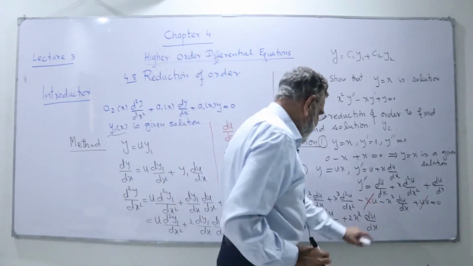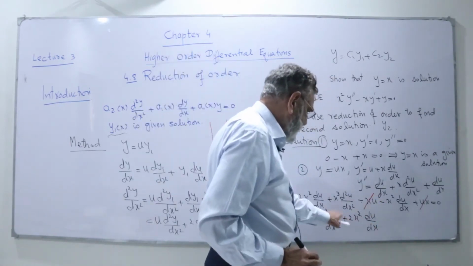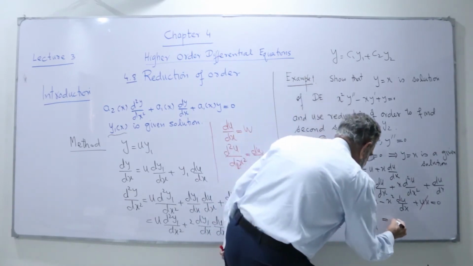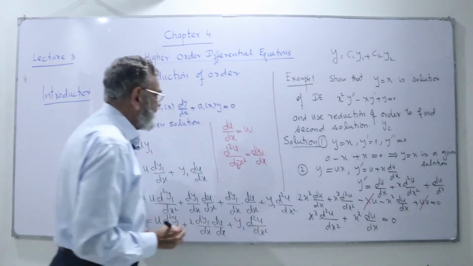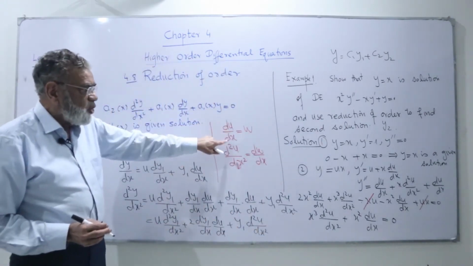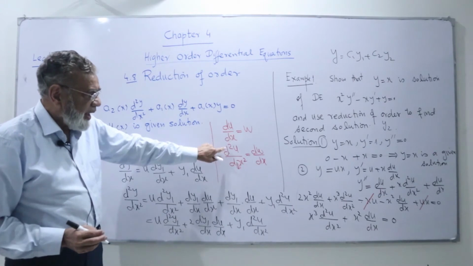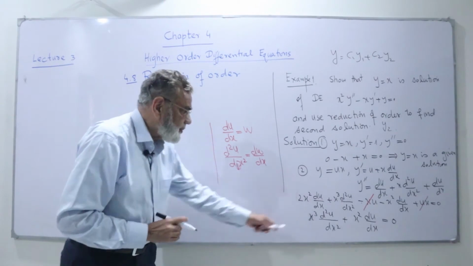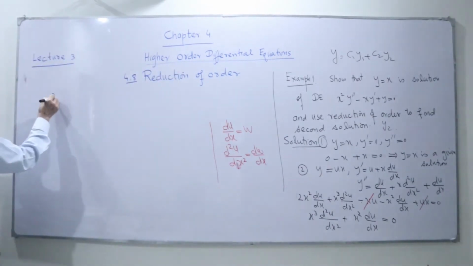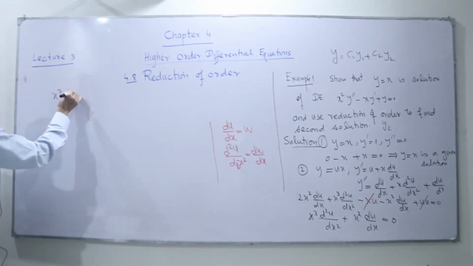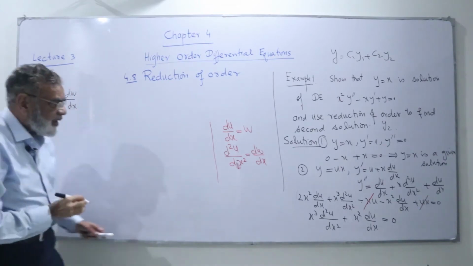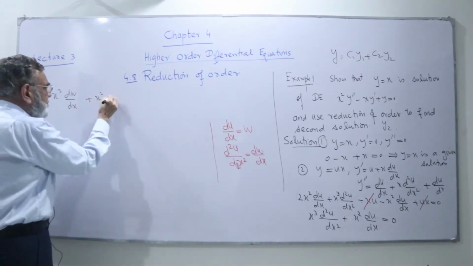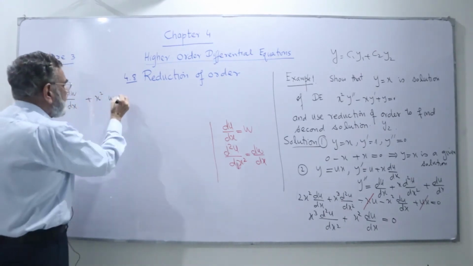Then we have here minus x squared du by dx. This one is cancelled and we'll get only x squared du by dx, and I put this equal to 0. Now the next step is that I substitute du by dx equal to w and d2u by dx squared equal to dw by dx. So we get here x cubed dw by dx, then plus x squared w equal to 0.